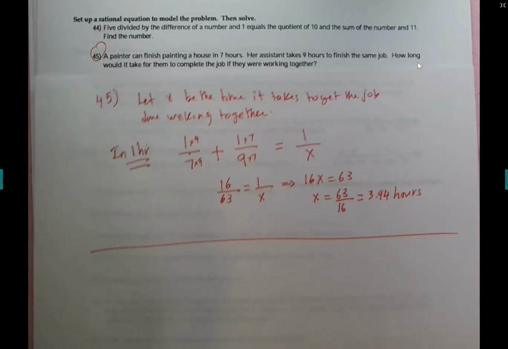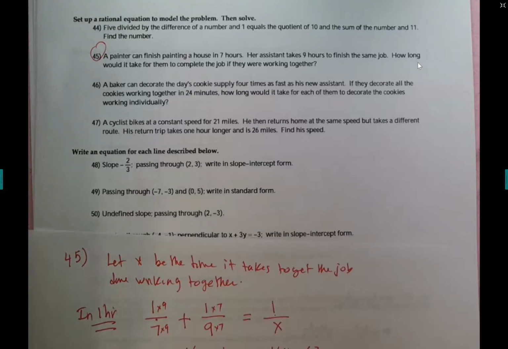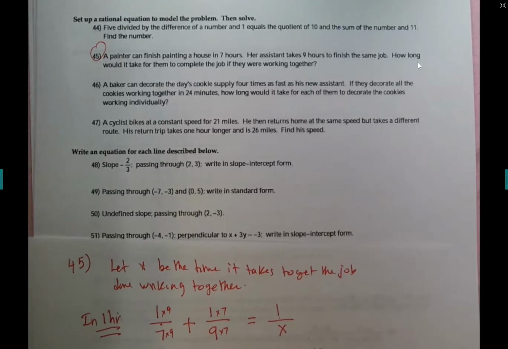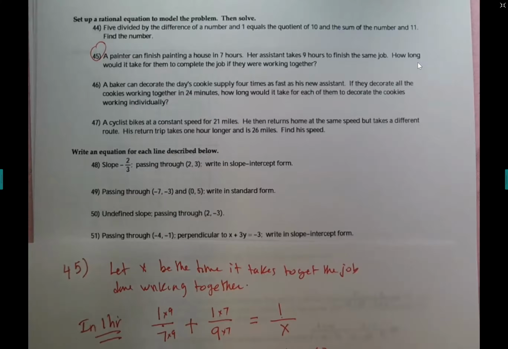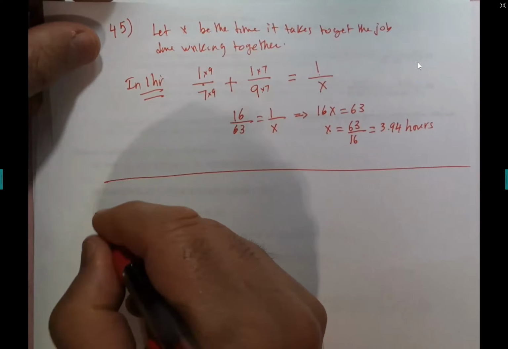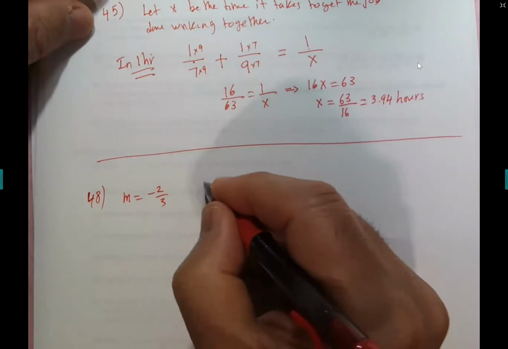Any questions here? All right. 48, write an equation of each line described below. You have a slope which is negative 2 over 3 and passing through the point (2, 3). So 48, slope which is negative 2 over 3, and it passes through the point (2, 3).